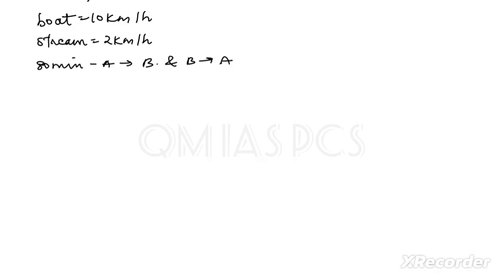So here is the question, and I have given only the data. Let me read the question. A boat can move at a speed of 10 km per hour in still water, when water is not moving, and the speed of the stream is 2 km per hour. And that boat is taking 80 minutes, if it is traveling from A to B and returning from B to A. Okay, the total time will be 80 minutes. So we have to find the distance between A and B. Okay, how can you solve this one?